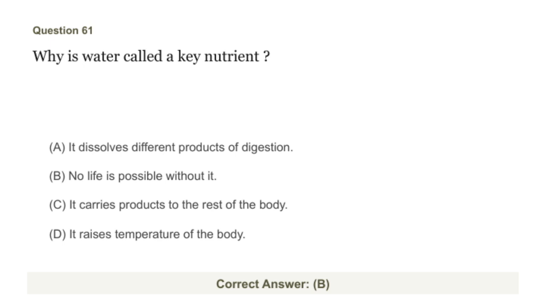No life is possible without water, because it facilitates processes like temperature regulation, waste elimination, and nutrient transport. So, when we think about key nutrients, water stands out because it underpins so many critical processes necessary for survival.